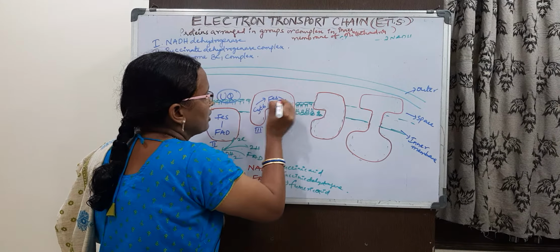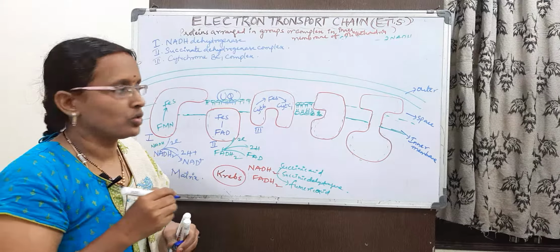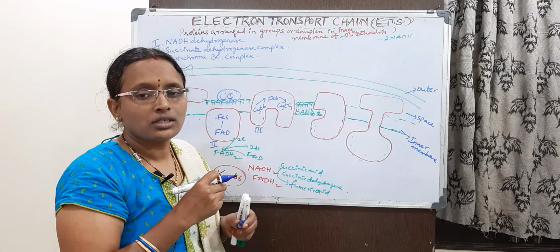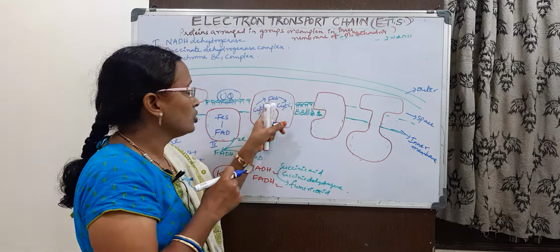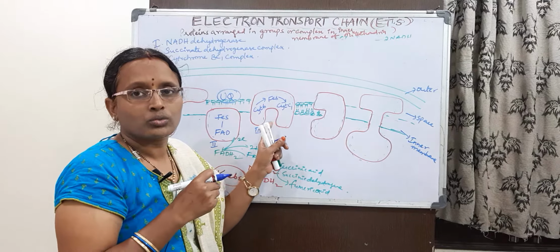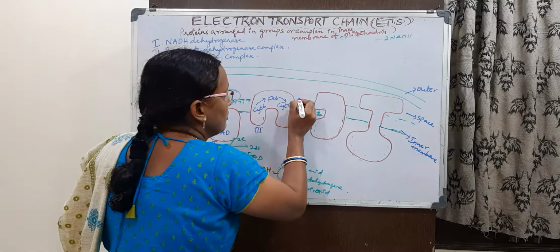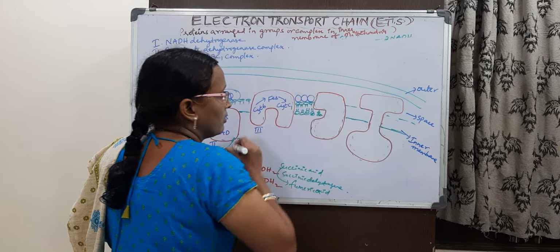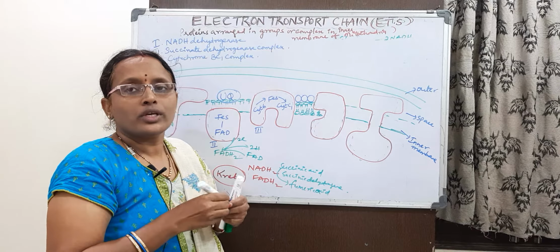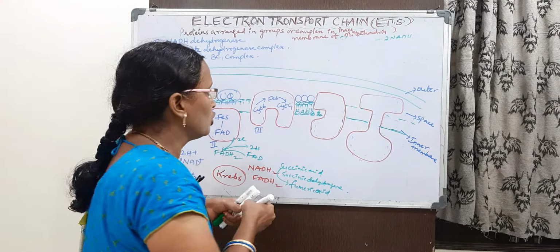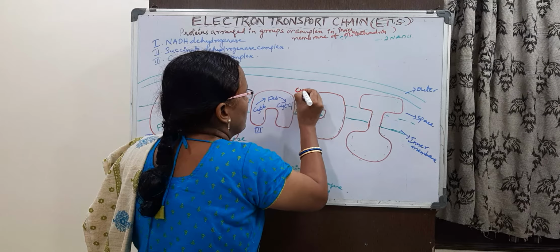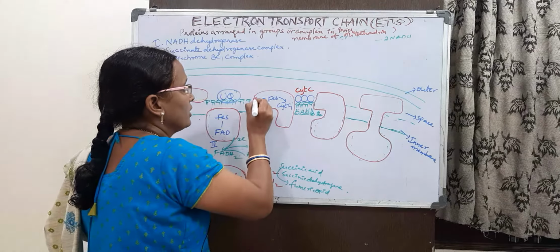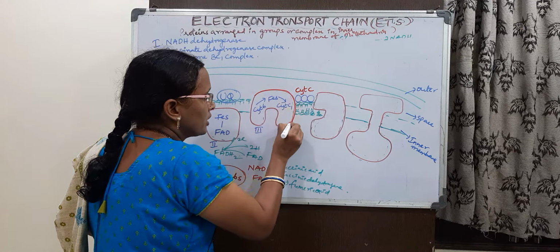So this is the pathway of the electron transport. Electrons are sent to the next complex. Some movable proteins are arranged, that is cytochrome C. Cytochrome C is not present in the complex, it is present on the outside.